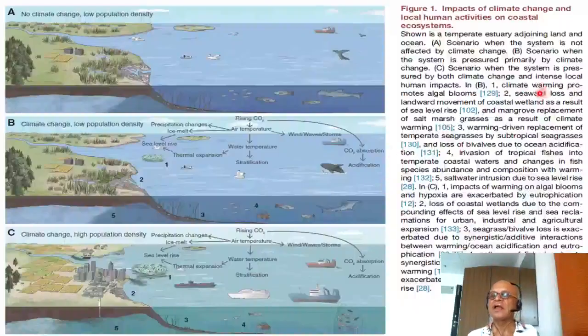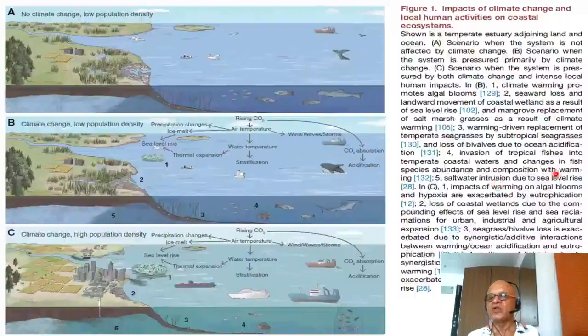So you have climate warming promoting algal blooms, seaward loss and landward movement of coastal wetlands as a result of sea level rise. That is 2 here, so you can see how that's changing. And we also have mangrove replacement of salt marsh grasses as a result of climate warming. In 3, we have warming-driven replacement of temperate seagrasses by subtropical seagrasses and loss of bivalves due to ocean acidification. That's this here. You can see the change happening there.